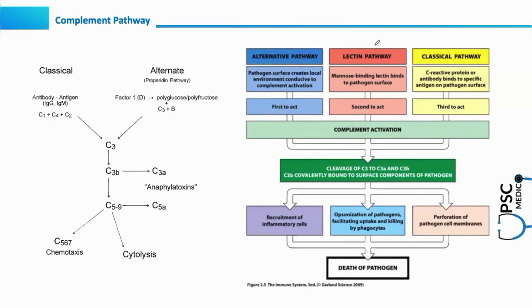Lectin pathway is not important. It is almost similar to the alternate pathway, but here you need the mannose binding lectin. Okay, so mannose binding lectin is an essential, extra component which is needed. Here you need only antigen. Here you need both antigen plus antibody, which is produced by the humoral immunity. But here you need antigen plus mannose binding lectin.